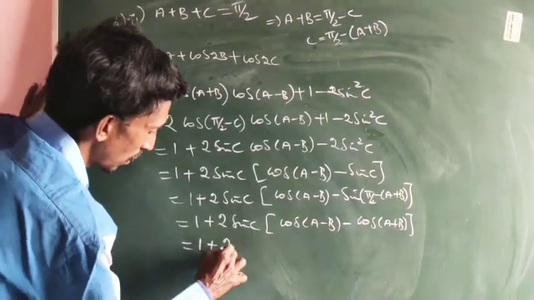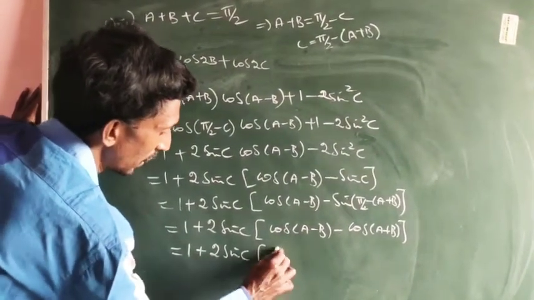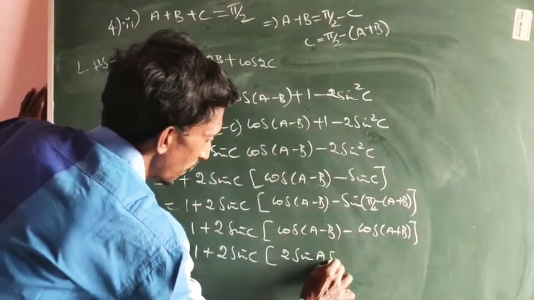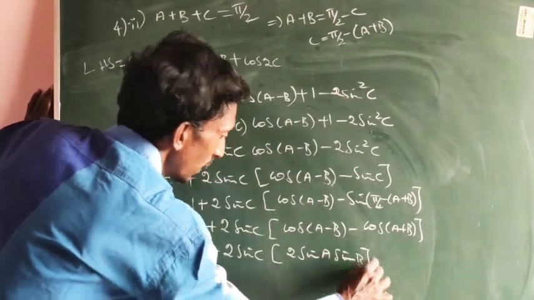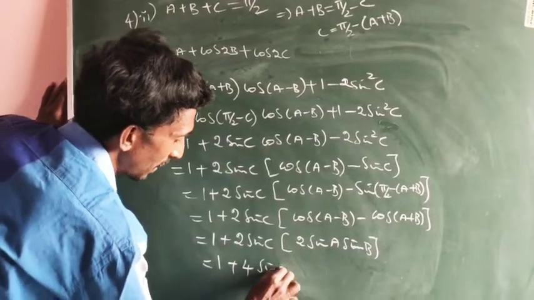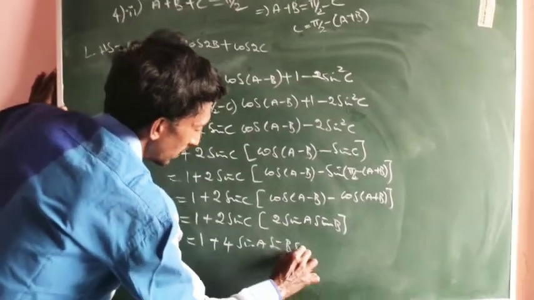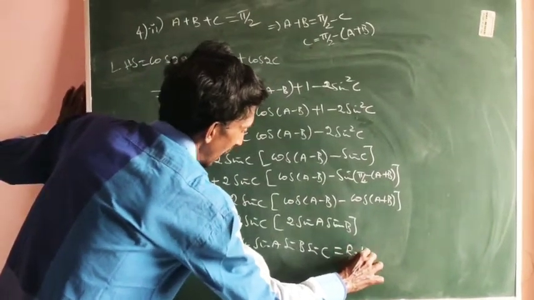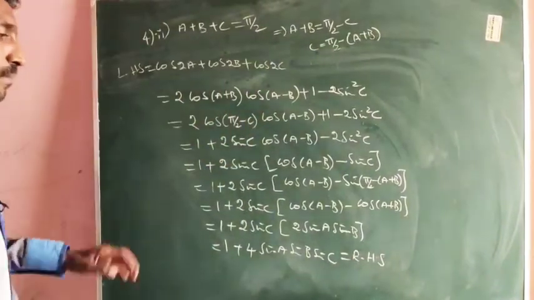So 1 plus 2 sin c into 2 sin a sin b, so that is 1 plus 2 into 2, 4 sin A sin B sin C, right in the order. That is the RHS.